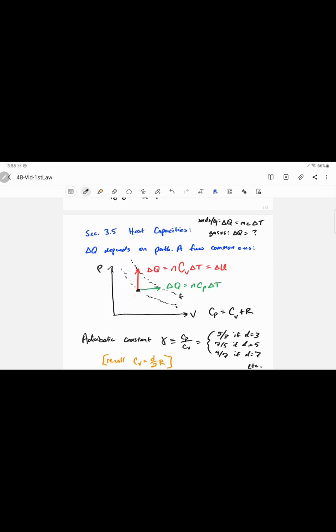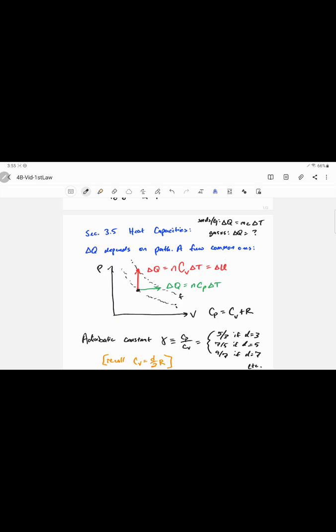For the isothermal case, delta Q is non-zero, but there is no temperature change. So you couldn't even write a formula like delta Q equals something times delta T, because they're definitely not proportional to each other. In that case, delta T is 0, but delta Q is non-zero. But these two are common. So these are molar heat capacities at constant volume and constant pressure.